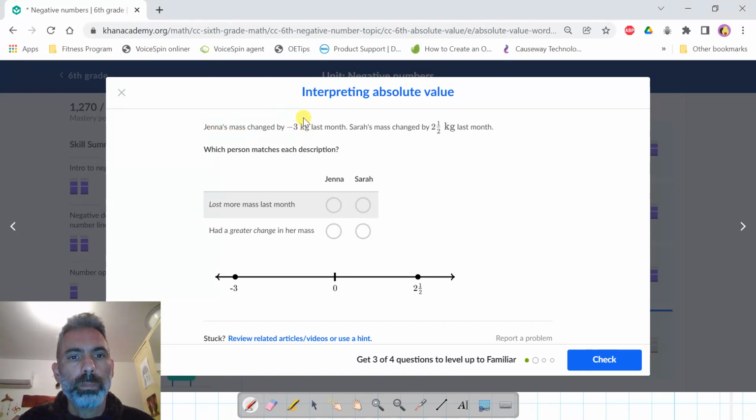she lost weight because her change was to the negative. So if 0 represents her initial weight and she lost 3 kilograms, she lost more mass last month. Who had the greater change in her mass? Jen, because the distance of 3 from 0 is greater than the distance of 2.5 from the 0. So also Jen.